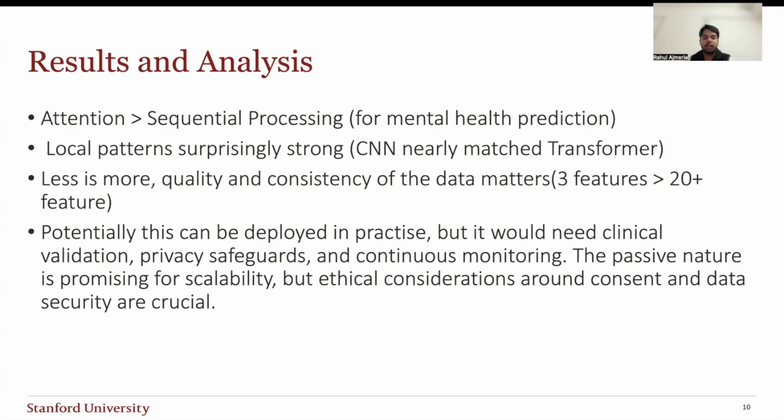To summarize, our transformer achieved the best score, demonstrating that attention mechanisms are superior for mental health prediction.